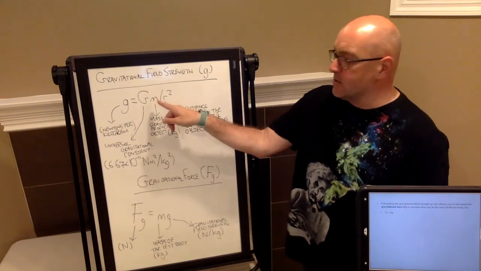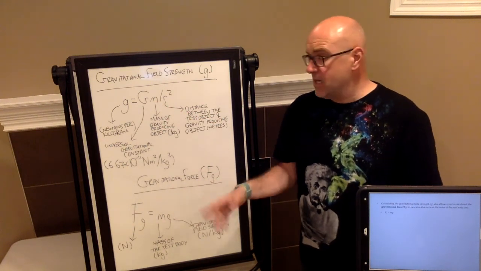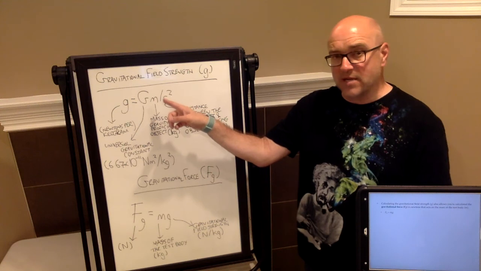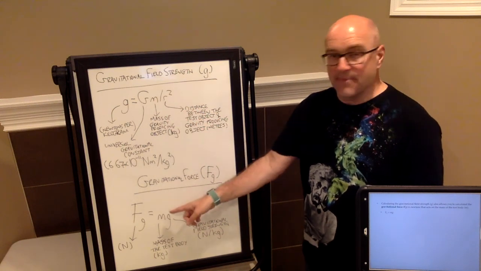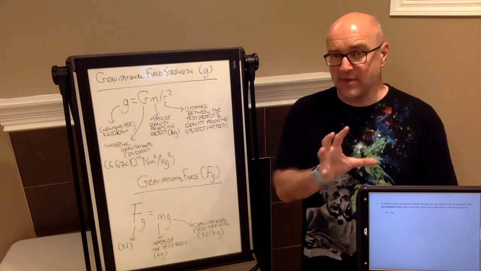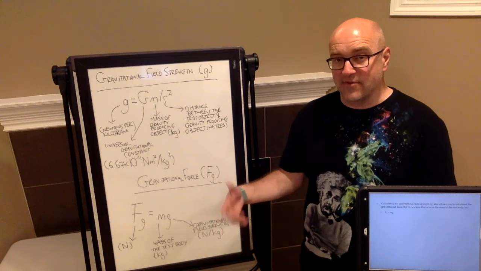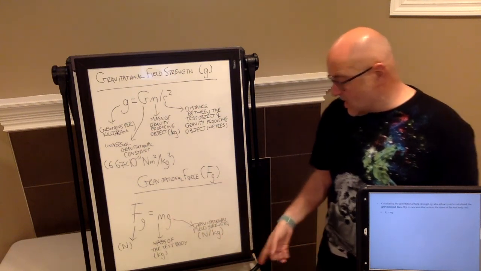Even though you've got mass in your gravitational field strength equation and mass in the gravitational force equation, this mass is for the object that creates the gravity. This is the mass of the object that is responding to the gravity, which would be the test object or the test body.